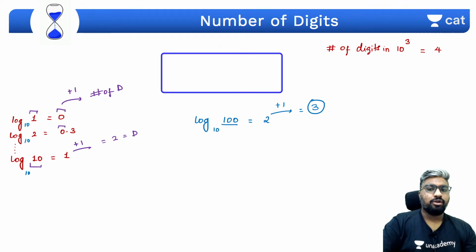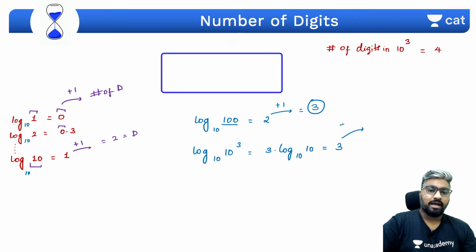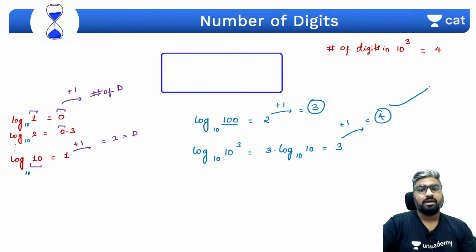Yeah, so if I want to find out the number of digits in 10 to the power 3, मैं क्या करूंगा? इसका log ले लूंगा. 10 पावर 3 का 10th बेस में log ले लूंगा मैं. So what will I get? I will get 3 into log 10 base 10, which is 3 into 1, 3. इस पे मैं अगर 1 ऐड करता हूं तो मेरे को क्या मिलता है? 4, which is nothing but the number of digits in 10 power 3. Correct?